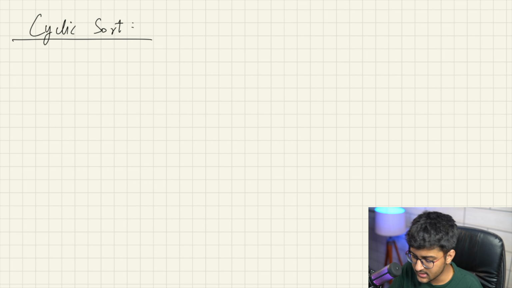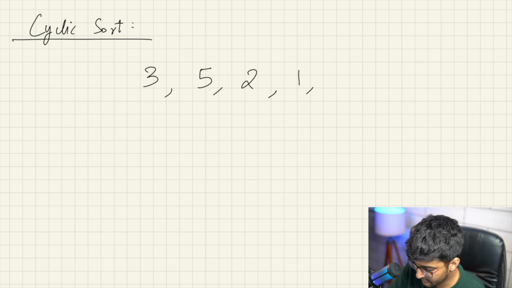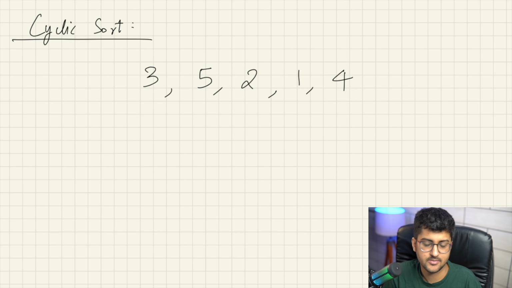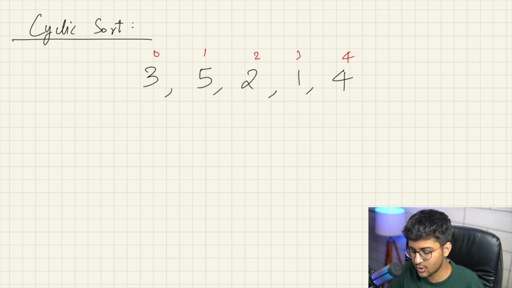So the question is, let's say you're given an unsorted array, something like 3, 5, 2, 1, and 4. Index values are 0, 1, 2, 3, 4. You have to sort this array. So how can you do this? You can say, hey Kunal, apply bubble sort or insertion sort or selection sort, quick sort, merge sort, whatever. But these give O of n square, O of n log n or whatever.